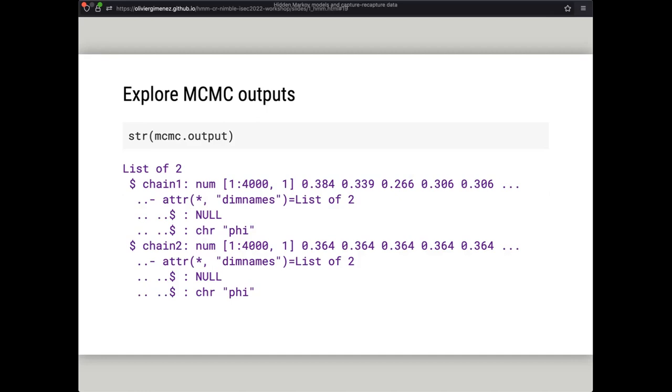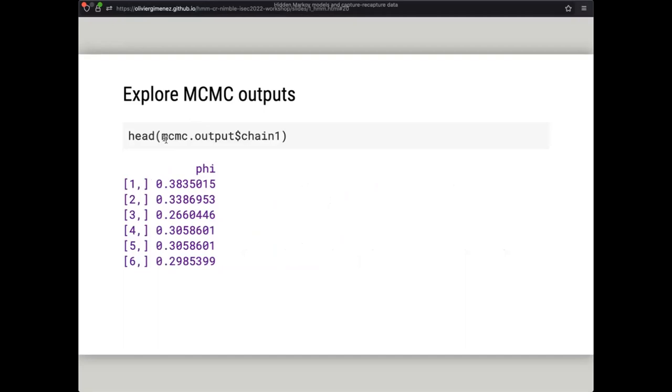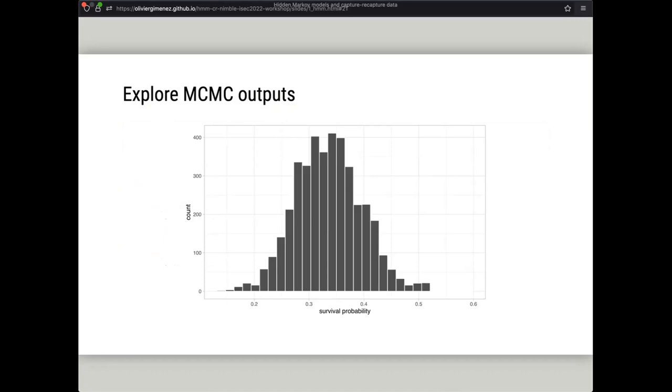Okay, you can have a look at these outputs. You can extract chain one, as you would do in a list in R with a dollar sign. And then you see that you have some values. So it's the first values of this vector. You have some values that were generated, simulated in the posterior distribution of the survival probability. Okay, that's the whole thing with the MCMC methods, with some algorithms that we will see later on. So that's the first chain. And of course, you can have a look at the second chain as well. You can have a histogram of these values.